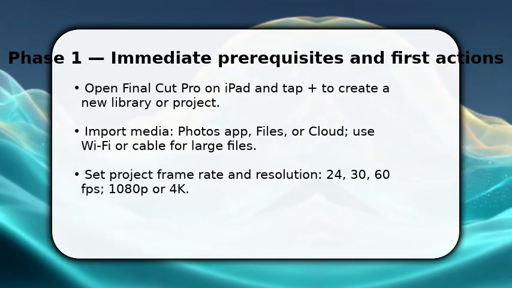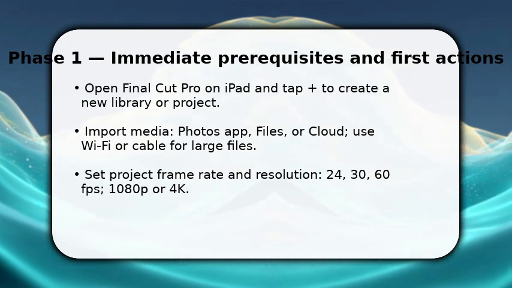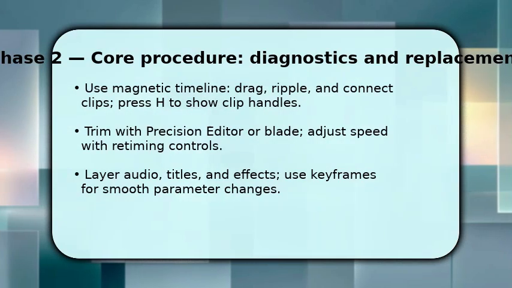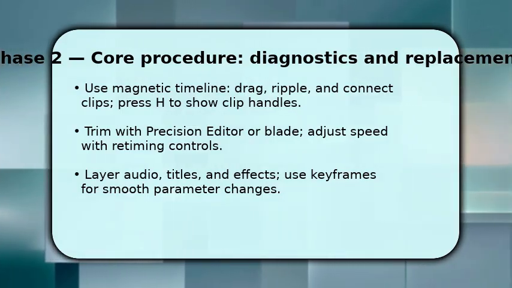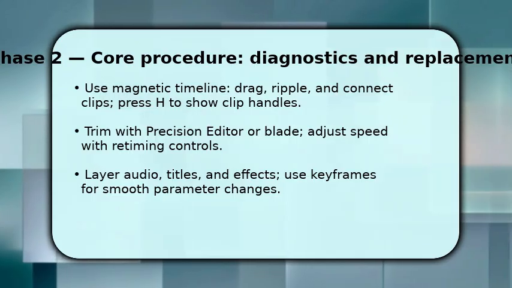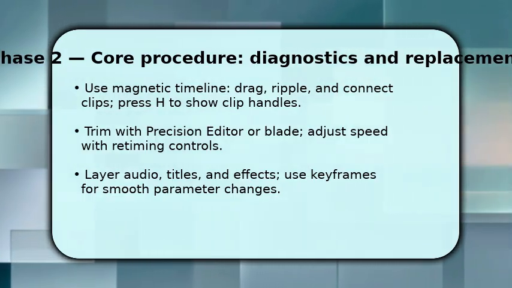Once done, scrub the timeline to verify clips landed in order before you trim. You'll perform the detailed work on the magnetic timeline, drag clips to reorder, and use the precision editor for subframe trims. Use the blade to cut and the trim tool to ripple edit. These actions keep your timeline clean.